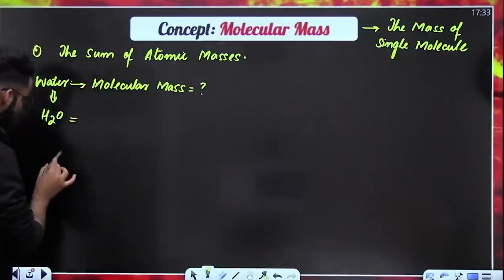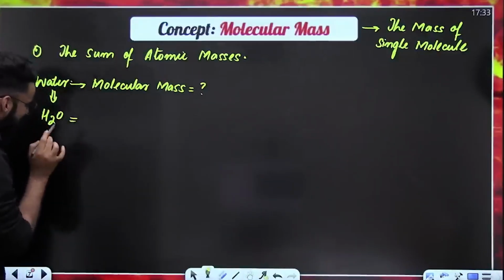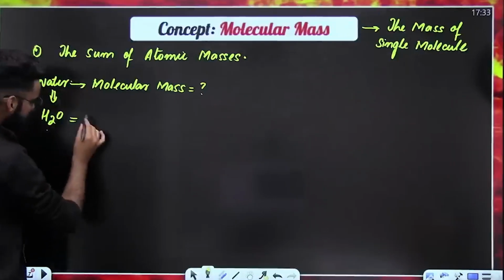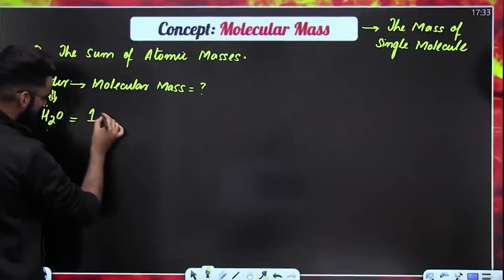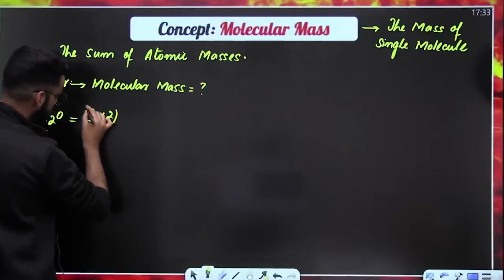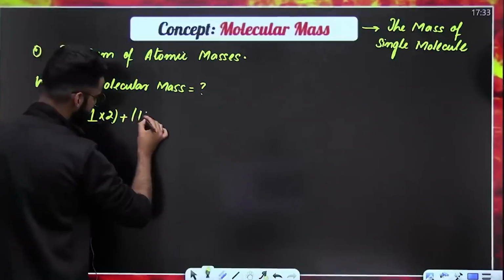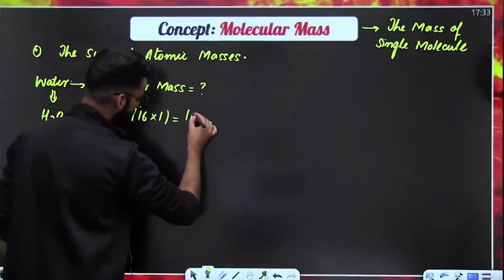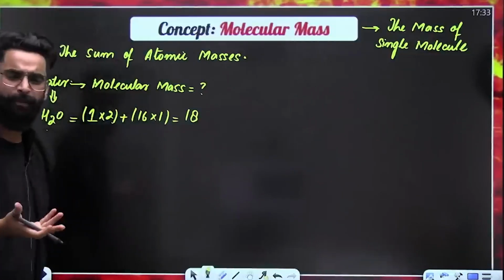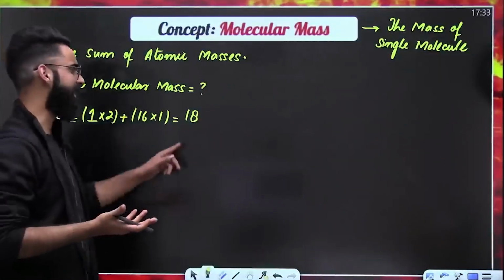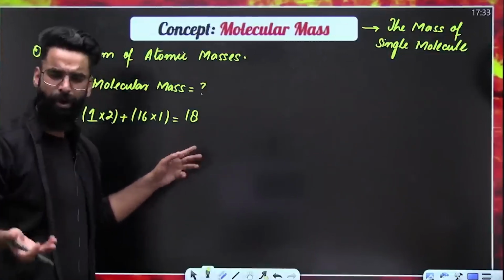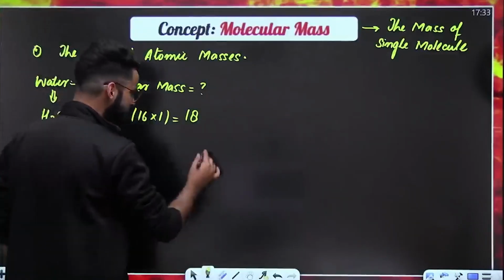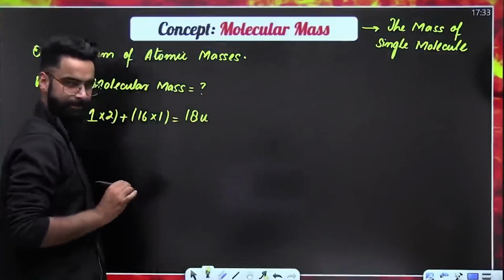Now, my dear students, this water is made up of two different elements, hydrogen and oxygen. Hydrogen's atomic mass is 1 AMU, and there are two hydrogen atoms, so multiplied by 2. Oxygen's atomic mass is 16 AMU, and there is one oxygen atom. The value comes out to be 18. Now, it's completely your choice whether you want to write 18 AMU, or U, or D. But preferably in the case of molecules, we write U over here.